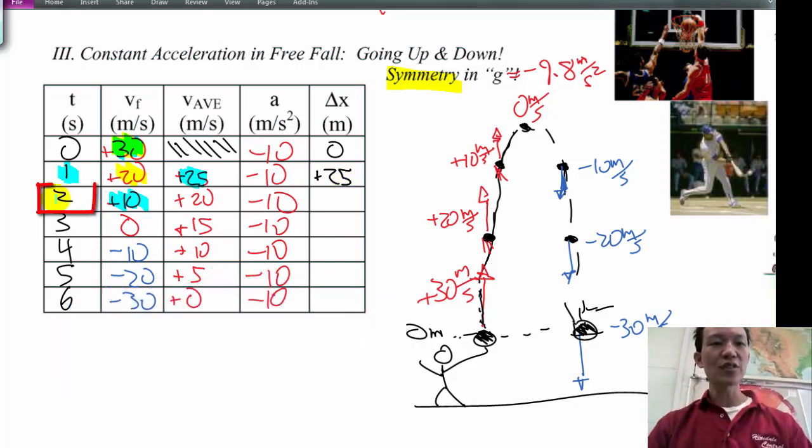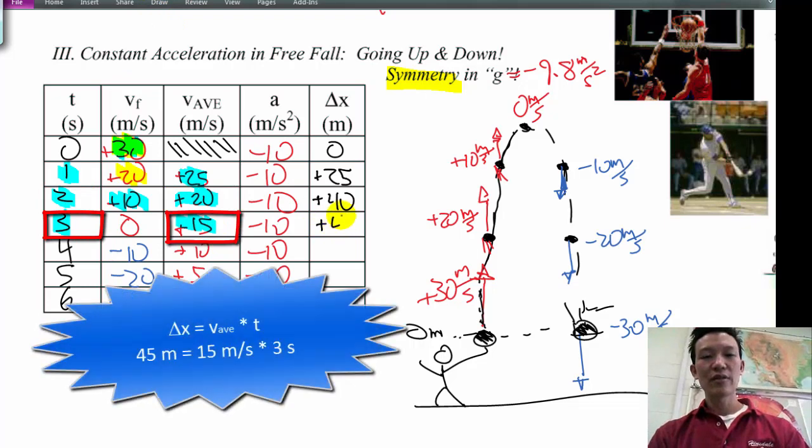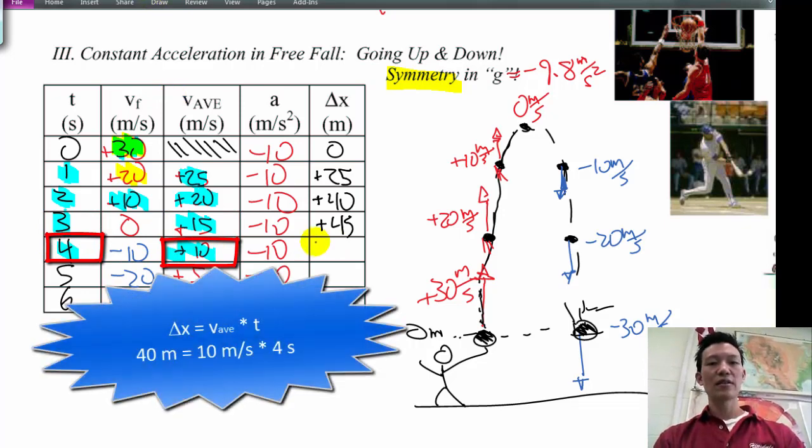How about after 2 seconds? Does it go 10 meters? Does it go 30 meters? Or does it go 2 times 20? What's 2 times 20, guys? 40. So in fact, we can find the displacement by taking the time multiplied by the average velocity. So after 3 seconds, how high does the ball go? 45. After 4 seconds, how high does the ball go? 4 times 10 is 40.